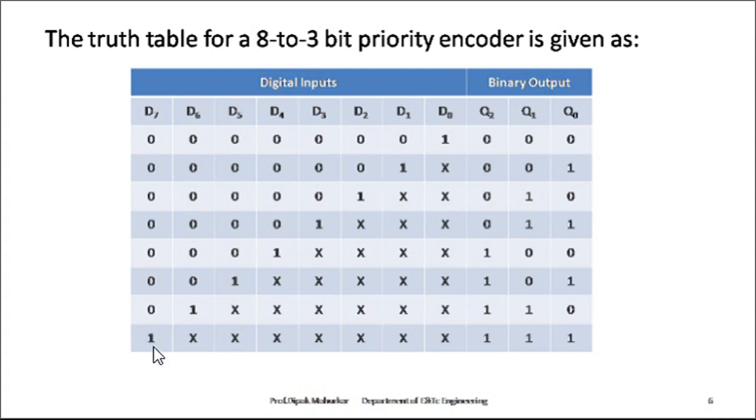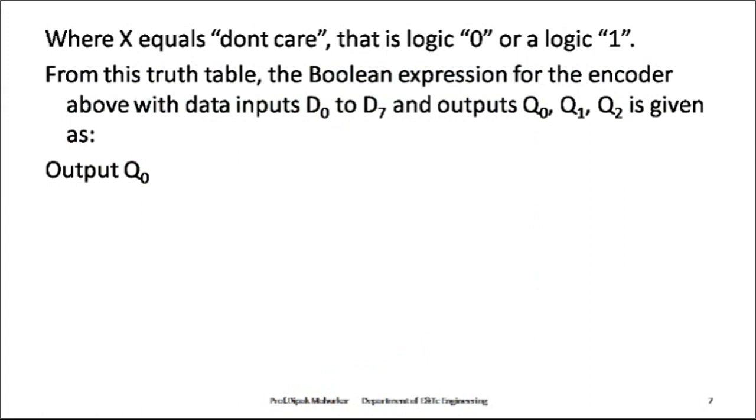In 7, D7 is high. Okay. 6 means in that case D6 is high. 5 means D5 is high. Like these are the 5, and this is nothing but the don't care condition. Okay, don't care. If you keep zeros or 1s, it does not matter. Now, the 8 to 3 priority encoder. This is the truth table, digital inputs and our binary outputs. Here X equals don't care. It is logic 0 or logic 1 in the truth table.